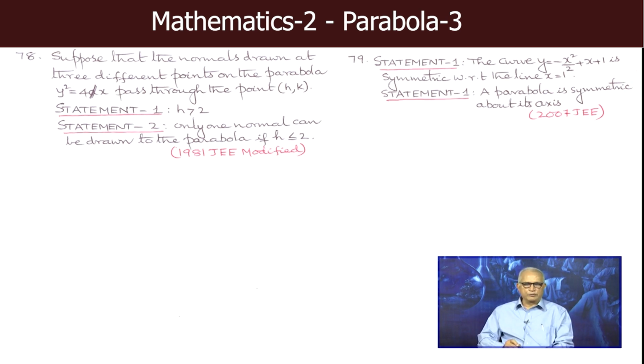Statement 1, h greater than 2. Statement 2, only one normal can be drawn to the parabola if h is less than or equal to 2.